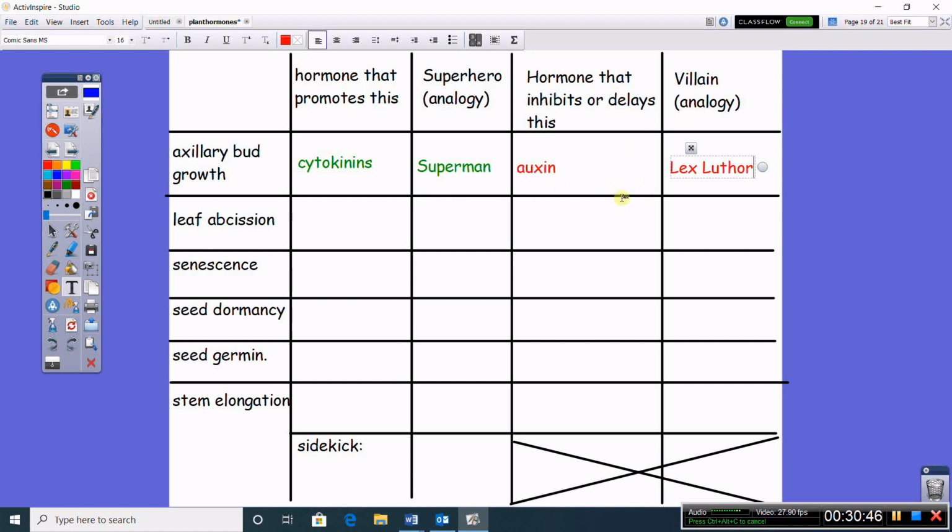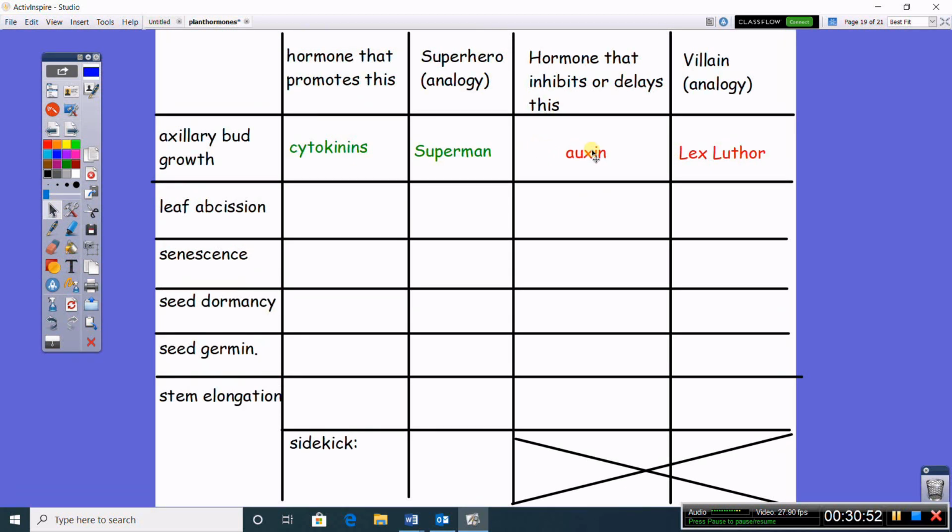Now, I don't have this already in your notes. I don't think I copied this page for you. And it's certainly not something that you have to do. But if you say, well, I don't know much about superheroes, well, think of something in Star Wars. Think of Disney princesses and their villains. Mix it up.